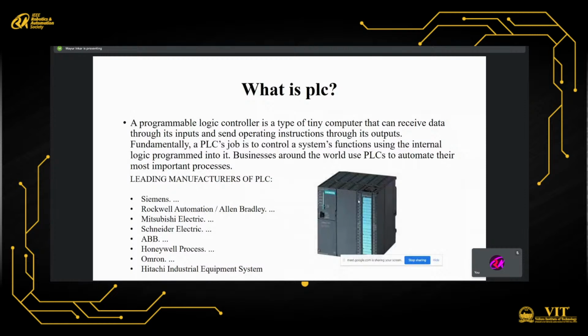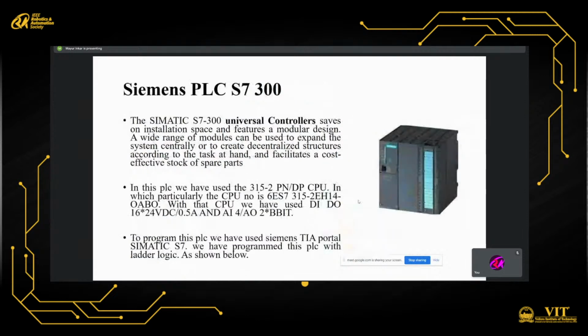So this is an example of a Siemens PLC, the S7 300. S7 300 is the model of this PLC, and Siemens is the manufacturer. The Simatic S7 300 is a universal controller that saves installation space and features a modular design. You can see it's a compact computer CPU. It is not as big as our laptops and computers. It is a small box, about 10 centimeters by 10 centimeters.